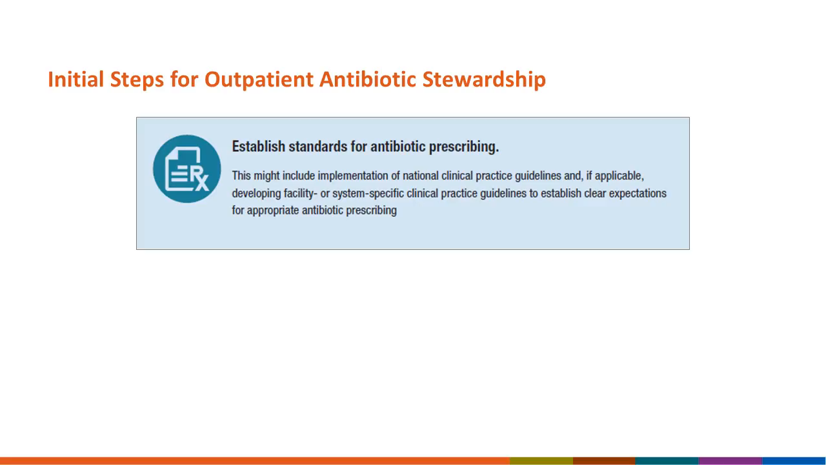And finally, establish standards for prescribing. Standards for antibiotic prescribing can be based on national clinical practice guidelines by national healthcare professional societies, such as the American Academy of Pediatrics, the American College of Physicians, or the Infectious Diseases Society of America, to name a few. Or, if applicable, they can be based on facility or system-specific clinical practice guidelines. Establishing standards is really the foundation of deciding what is and what is not appropriate antibiotic prescribing, and clinicians need to know what they're supposed to be prescribing to be able to make improvements.